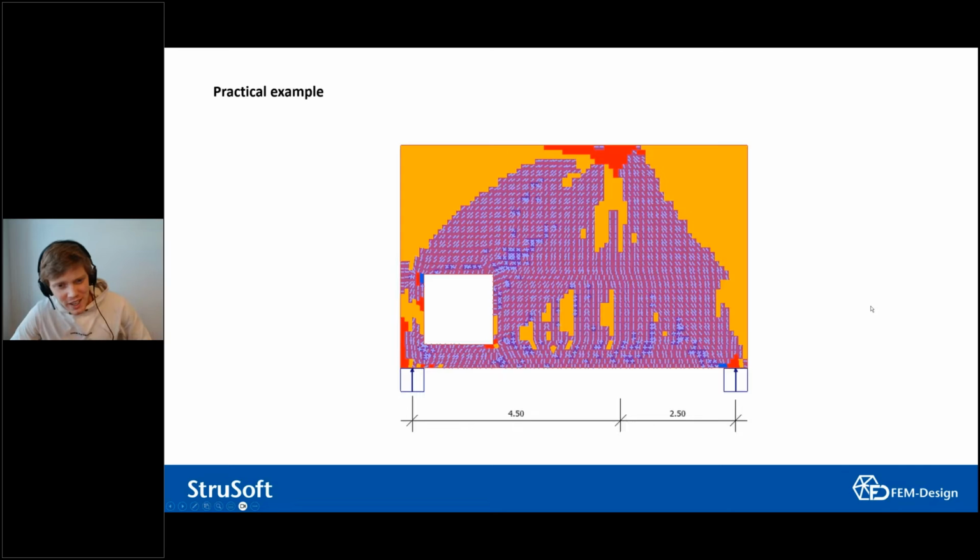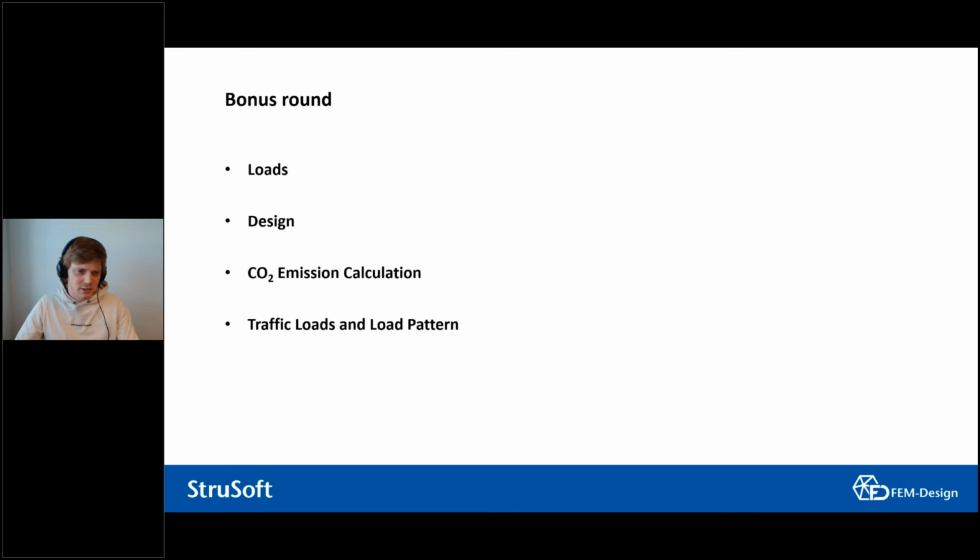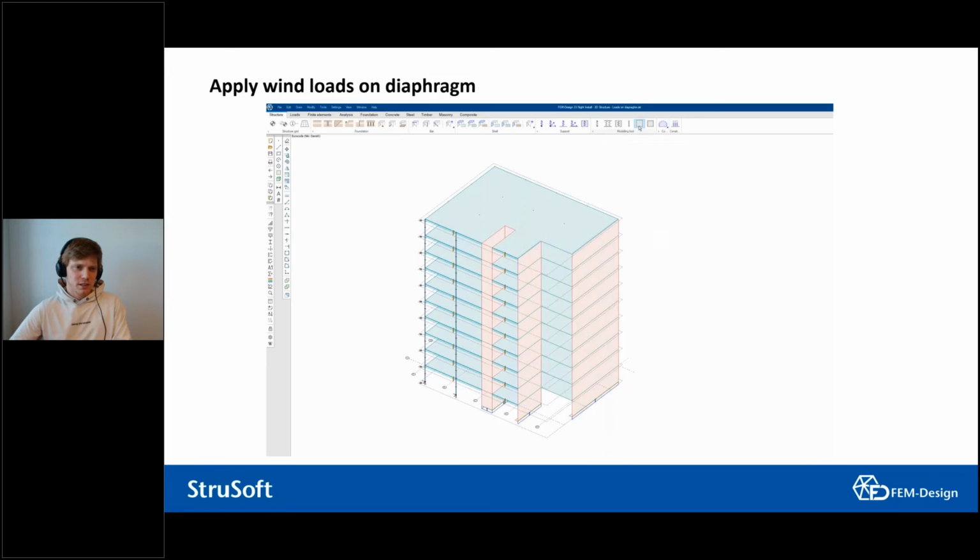So we have arrived at the bonus round. So we have quite a lot of stuff in here also. So there's some load general things, we have some design general things, CO2 emission calculation, and then something that is not a small part, but it is in the bonus thing, the traffic loads and load pattern. And it is a big thing. I will get back to it.